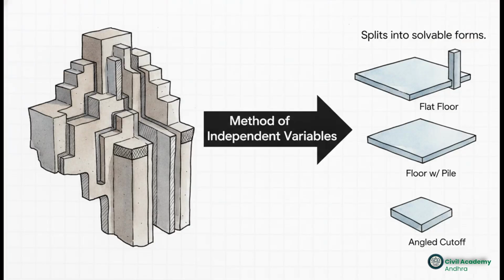But engineering didn't stop with Bligh. Enter Khosla's theory, which is a much more rigorous and accurate approach. Khosla realized that water doesn't just strictly hug the foundation outline like a shadow. He introduced the method of independent variables. This is a brilliant method that takes a complex composite weir foundation and splits it up into standard, simple forms, like a flat floor with a single sheet pile, that can actually be solved using analytical mathematics.